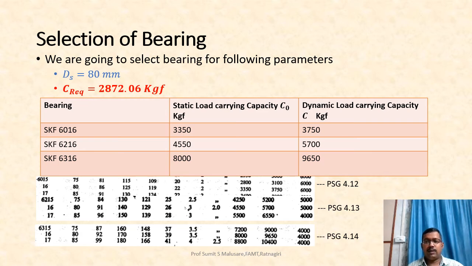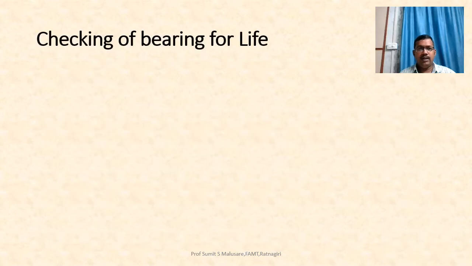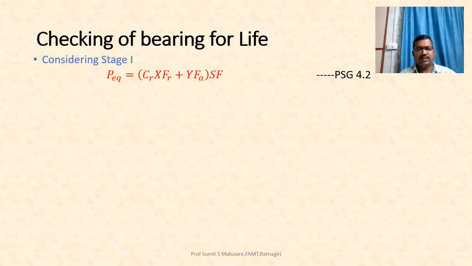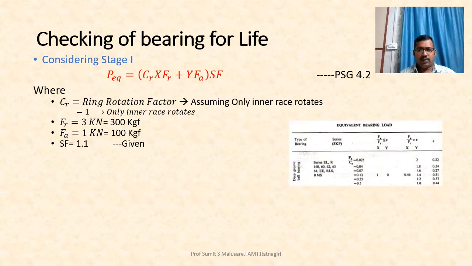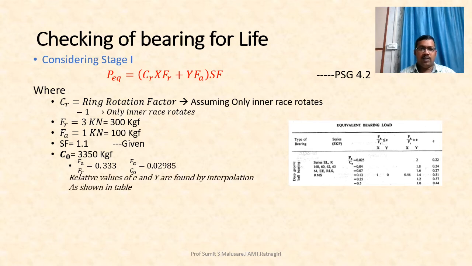Now I have to check them one by one for the life criteria. Now checking the bearing, the first bearing is 6016. Again the standard formula is the same, so Fr, service factor are the same. Again I have to use this table, precisely because here C0 is known to us, as the bearing number is known. So Fa by Fr is 0.333, and for this bearing C0 is equal to 3350 kgf, so Fa by C0 is 0.02985.